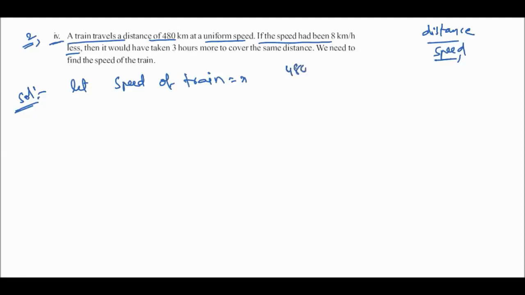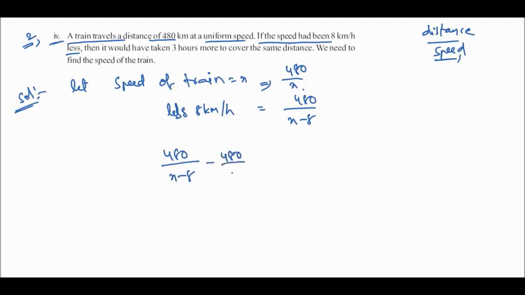Total distance traveled divided by speed gives the time. With speed 8 kilometers per hour less than the original speed, time means 480 divided by x minus 8. It takes 3 hours more to cover. So 480 by x minus 8 minus 480 divided by x is equal to 3 hours.